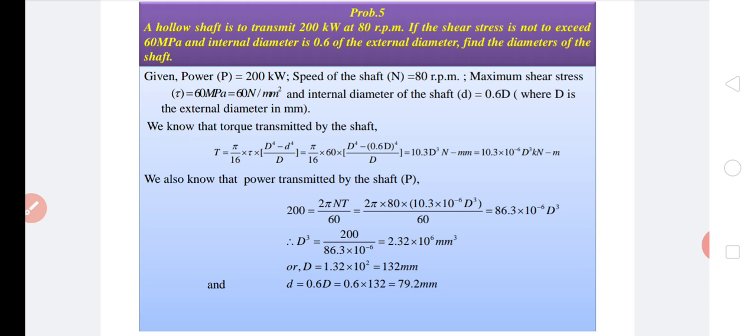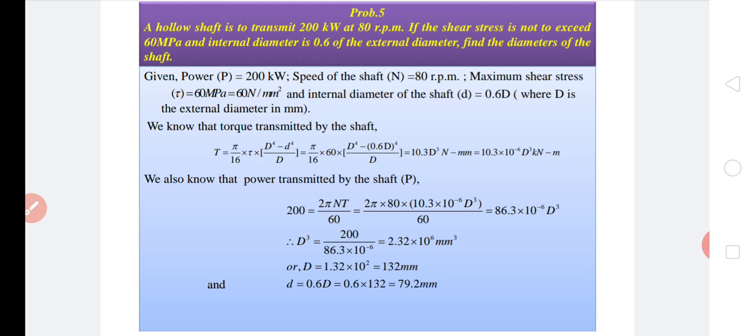From this equation, the torque transmitted by the shaft, we can put the value of torque for the hollow shaft. T equals pi by 16 into tau into capital D to the power 4 minus small d to the power 4 upon capital D, equals pi upon 16 into 60 into capital D to the power 4 minus 0.6 capital D to the power 4 by capital D. So we easily find 10.3 into 10 to the power minus 6 capital D cube kilonewton meter.